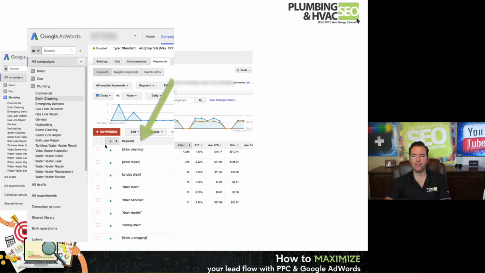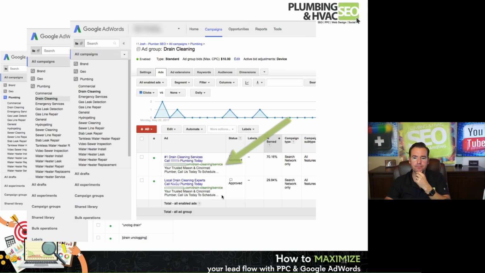So if we look at drain cleaning as an example, you've got drain cleaning, drain repair, unclogged drain clean, drain services, etc. You want to get that specific with it, and you want to pay attention to the keyword match types. I'm not going to go into a big training on match types, but there's broad match, which means if someone typed in drain cleaning, Google's going to say anything that might have anything to do with drain cleaning, and they're going to put you in the search results for that. You want to be very careful with broad match, which just means it doesn't have a bracket or parentheses around it. And then you want to write specific text ads to that.